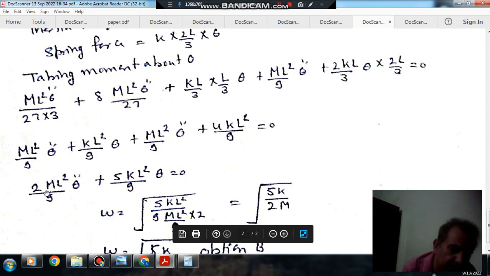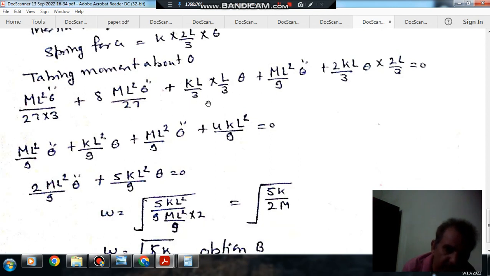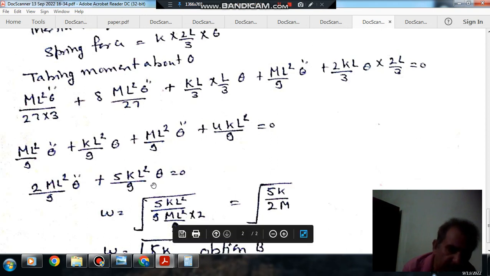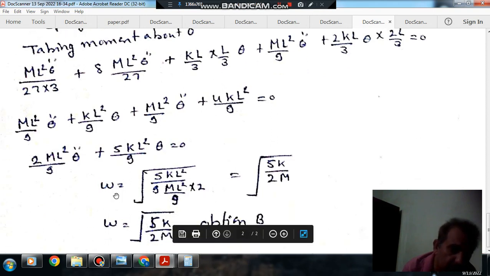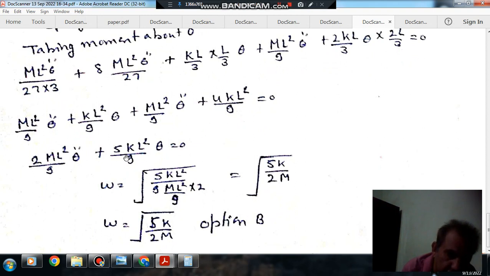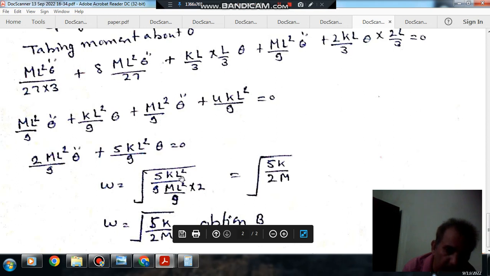So if we solve it, we get 2 by 9 ml square theta double dot, and again separating the coefficient of theta, that is kl square by 9 and 4 kl square by 9. So it will be 5 kl square by 9 theta. So now the frequency will be the coefficient of theta divided by the coefficient of theta double dot, under a square root. So now L square will cancel out, 9 will also cancel out, so it will be root 5k by 2m. So the answer is option B.